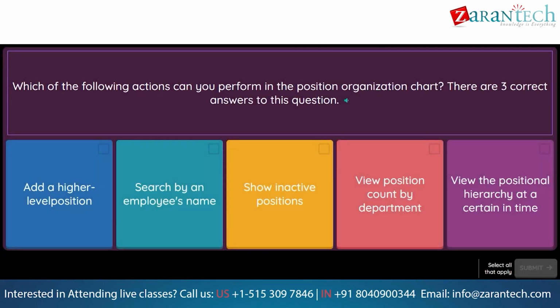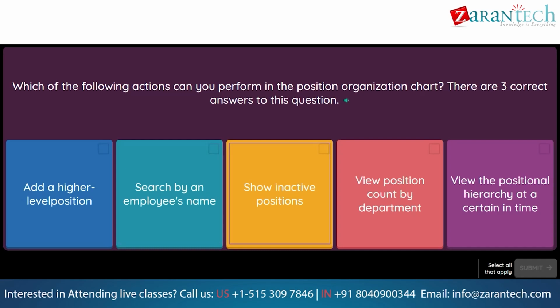Question: which of the following actions can you perform in the position organization chart? There are 3 correct answers to this question. Option 1, add a higher level position. Option 2, search by an employee's name. Option 3, show inactive positions. Option 4, view position count by department. Option 5, view the positional hierarchy at a certain point in time.